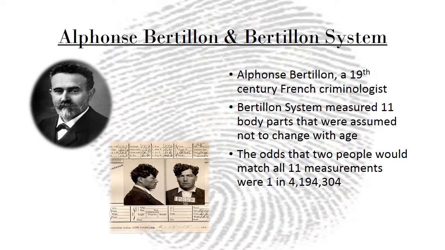According to Bertillon, the chances that two people would match each other in any particular measurement was about 1 in 4, but the chances that two people will match each other in all 11 measurements is 1 in 4,194,304. Due to inconsistencies in taking measurements, this system became ineffective, but it did pave the way for fingerprinting.